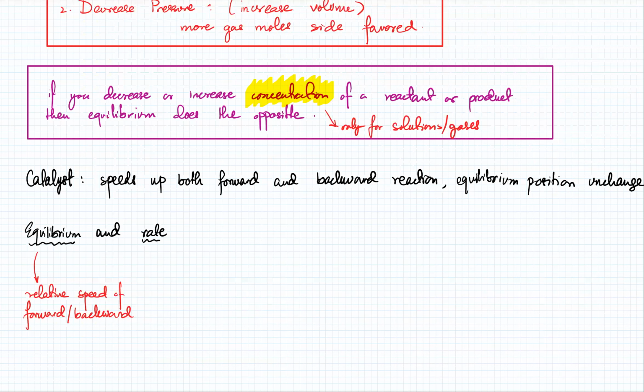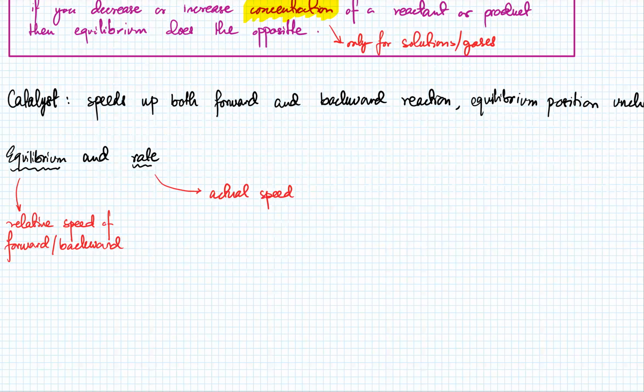Relative means in comparison. Rate, that's the actual speed. And when you talk about rate, the rate of a reaction increases when you do 5 things. So it always increases. Number one is temperature. Two is pressure. That's for gases.